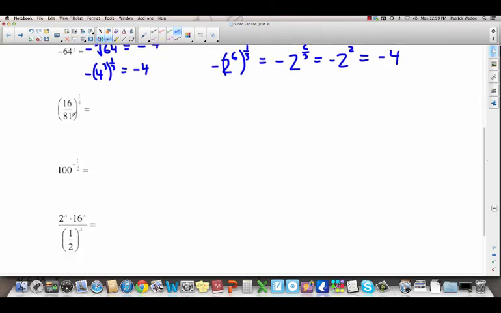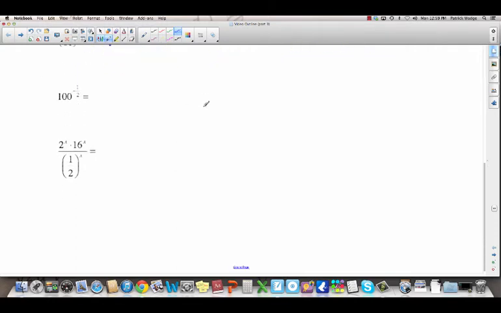Okay, 16 over 81 to the 1/4. So I have a fractional exponent. You know it's going to have a radical sign. What's the index going to be? 4. We have 16 over 81 inside. In order to do this, take the 4th root of 16 and also take the 4th root of 81. What multiplies by itself 4 times to get 16? 2. What multiplies by itself 4 times to get 81? 3. We're finished. I'm not going to do this one the other way for time's sake. We'll just move on here.